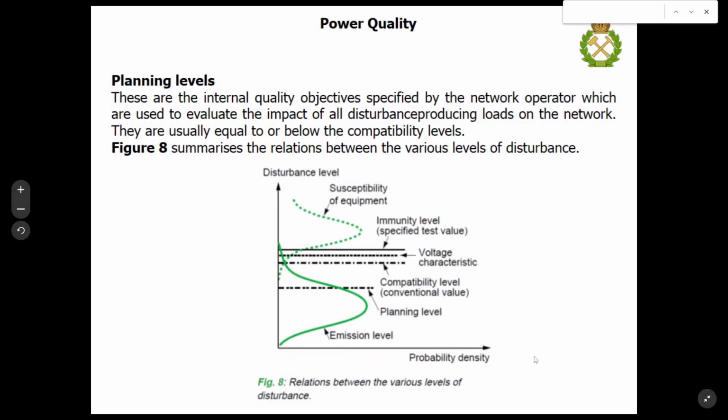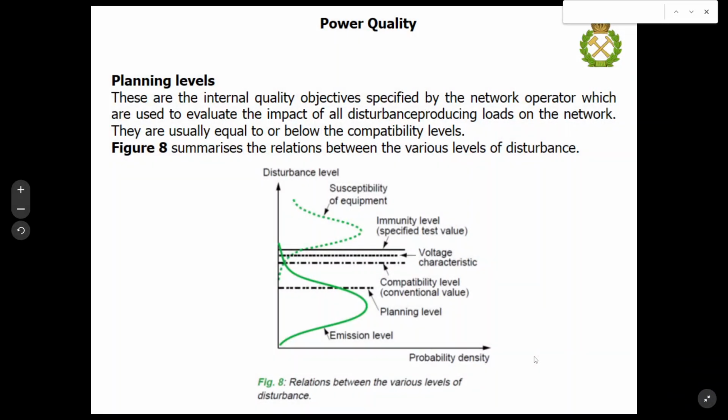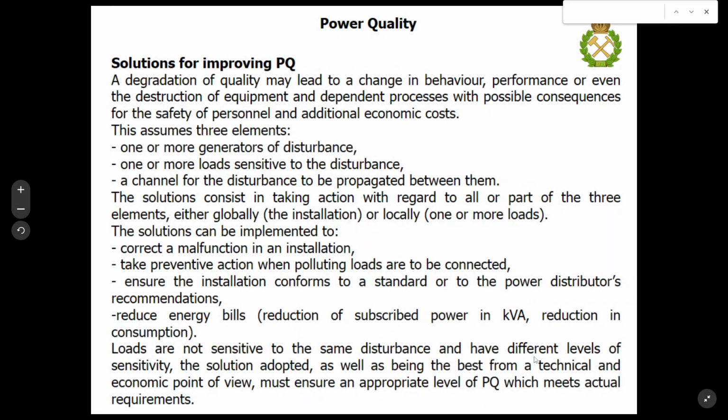And also we should implement some solution to improve power quality level for some tasks. First of all, to take preventive action when polluting loads are to be connected, ensure the installation conforms to a standard or to the power distributor's recommendations, and reduce energy bills, reduce energy costs for economical efficiency.